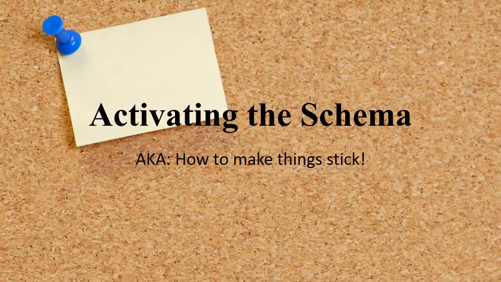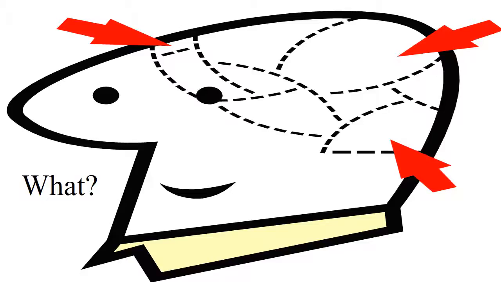Hi, this presentation is on activating the schema, aka how to make things stick. Pretty much, the schema is your brain's way of putting things in different categories. A lot of people like to compare it to filing. So when you want information, your brain knows exactly where to go.